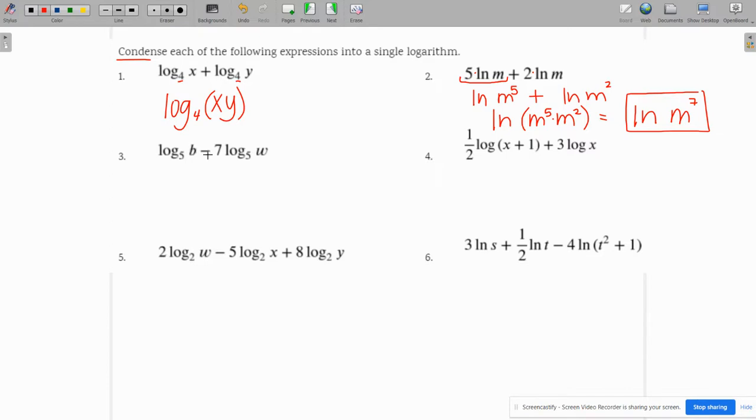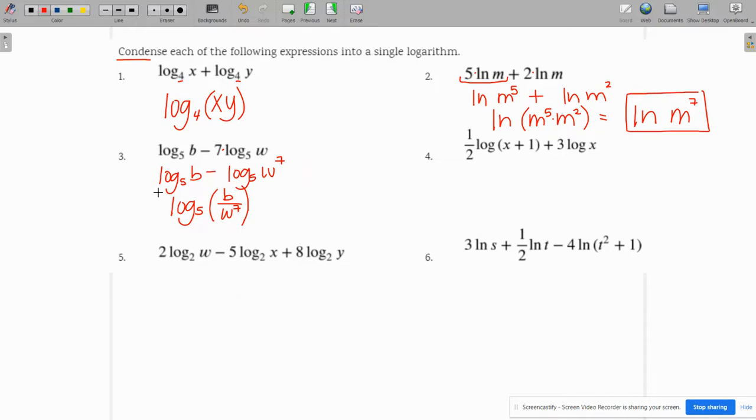Log base 5 of b minus 7 times log base 5 of w. Again, I want to take care of this multiplication first before I do the subtraction. So this is going to be log base 5 of b minus log base 5 of w to the 7th power. So when we do our subtraction, this is going to be log base 5 of the quantity b divided by w to the 7th power, because of us subtracting two logs of the same base.